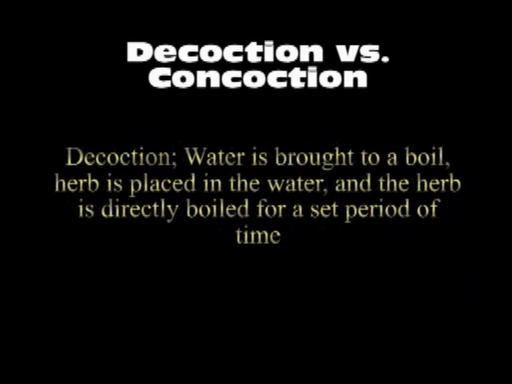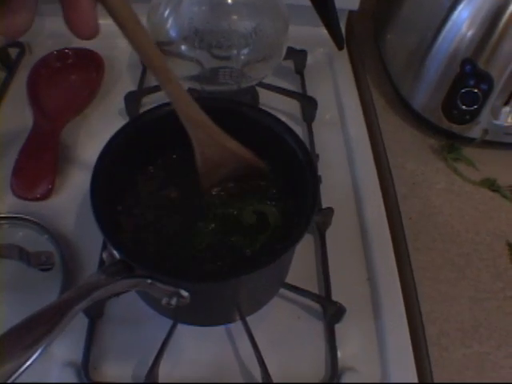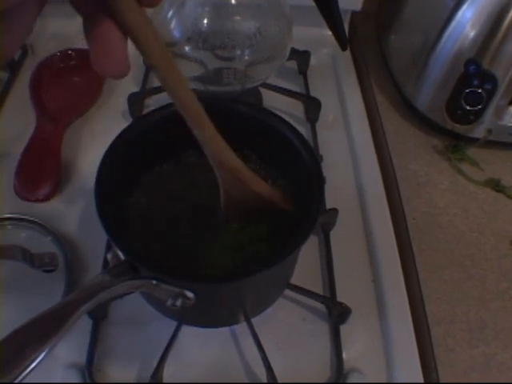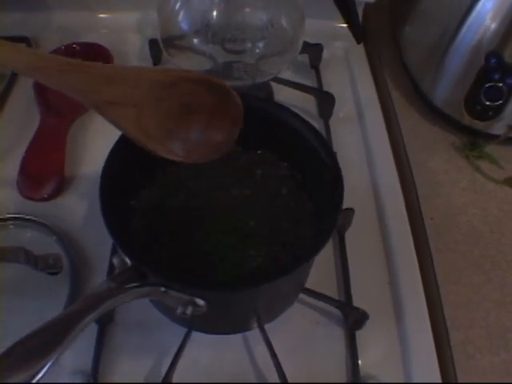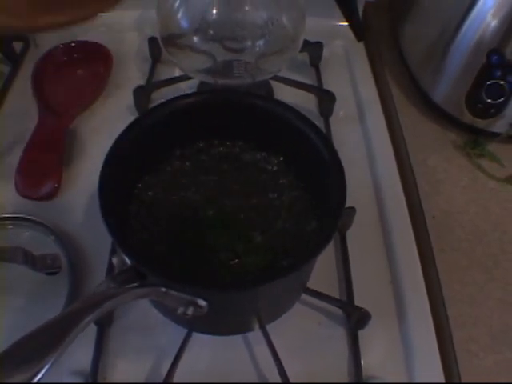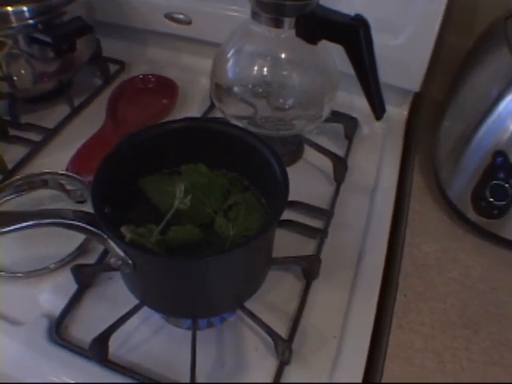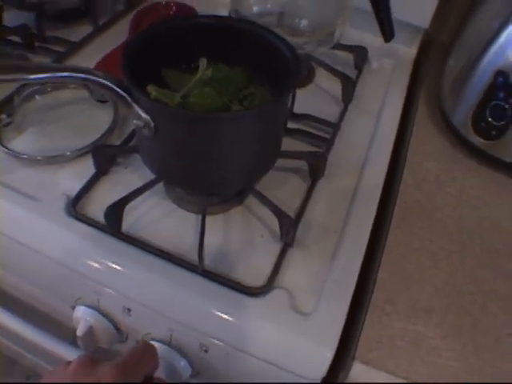With decoctions, the herb is placed in boiling water and brought to a simmer for about 1 to 3 minutes. The vessel is then removed from its heat source and the herb is kept in the water until it cools, at which point it is ready and can be heated or chilled to taste as well.